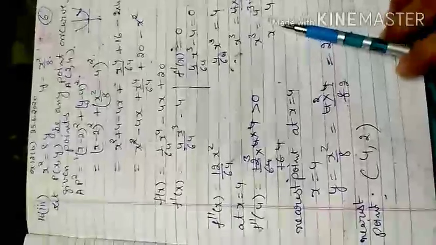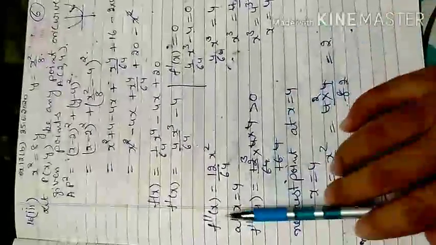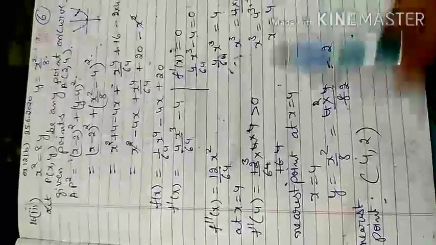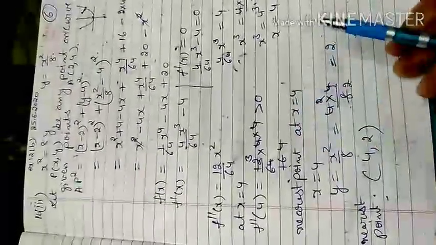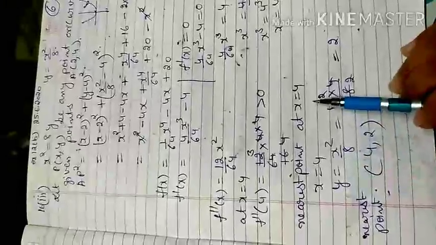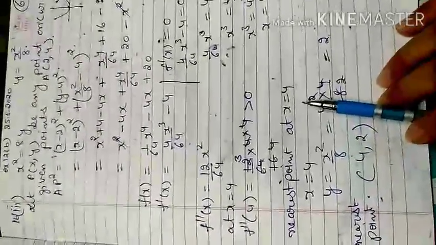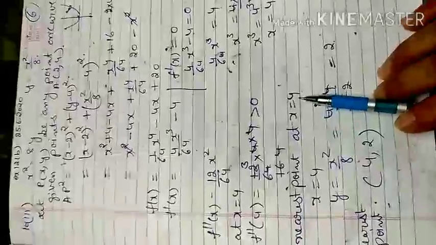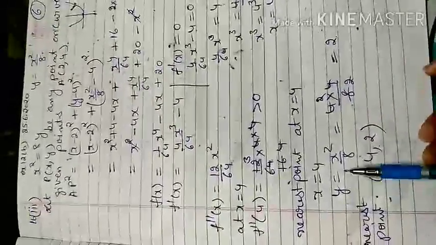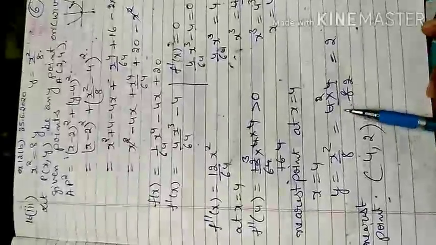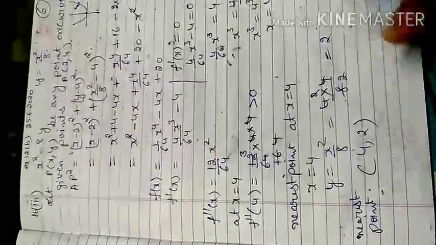Now you have to apply this x value in the double differentiation. When you go with double differentiation, 12 by 64 x square gives you a positive value, greater than 0, and that means it is the minimum point or nearest point to the coordinates 2 comma 4. Now x is equal to 4. To find the y coordinate, y is equal to x square by 8. You apply the x value here, so that gives you 2, and your nearest point is 4 comma 2.